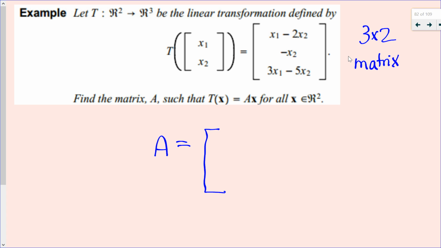And you can see along my x1s, I have one x1 here, 3x1 in my bottom component, and no x1s in my middle component. So that means my x1 column is going to be 1, 0, 3 in my matrix A. And then my x2 coefficients are -2, -1, and -5. So that's just going to be echoed in that matrix.